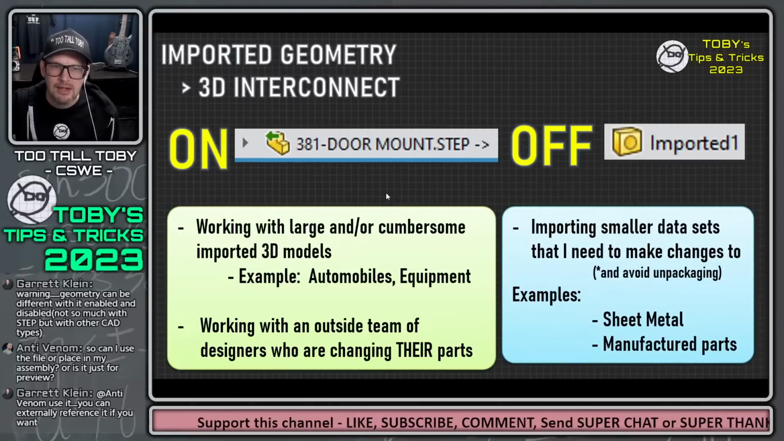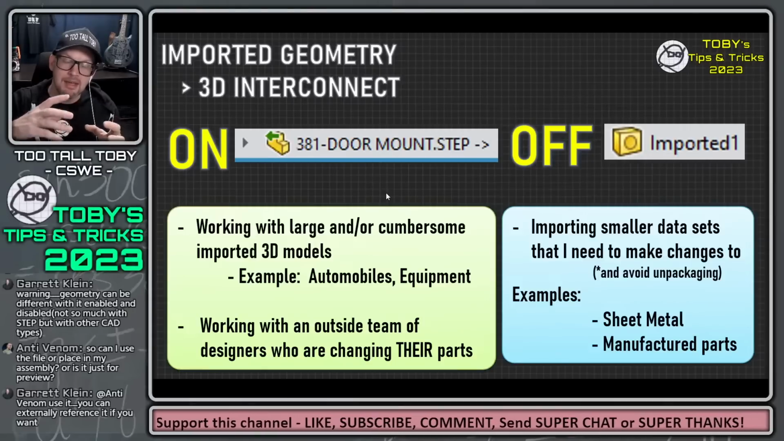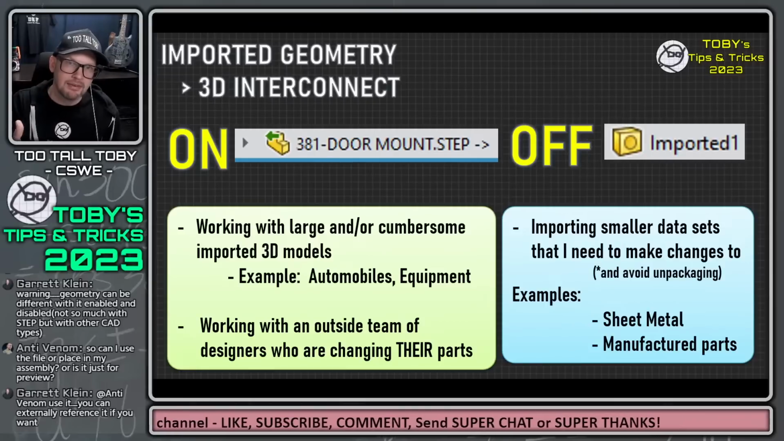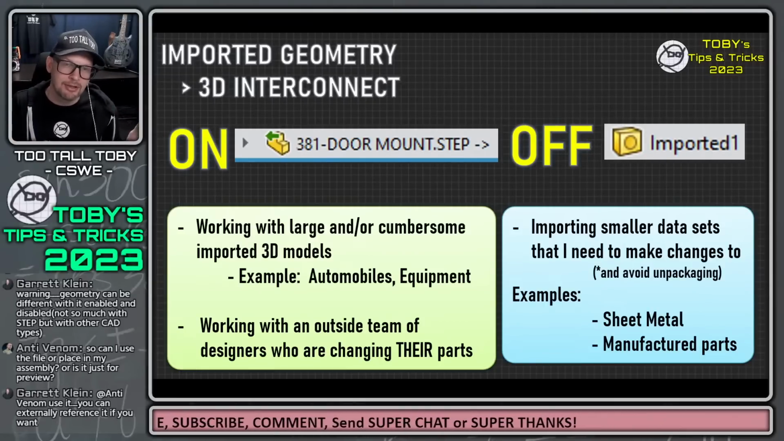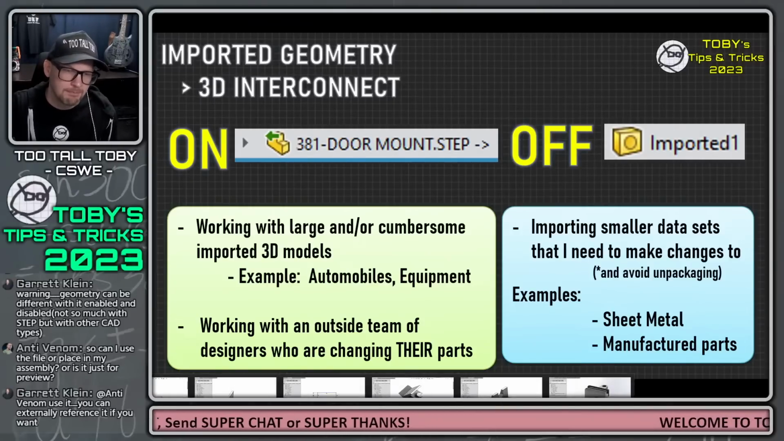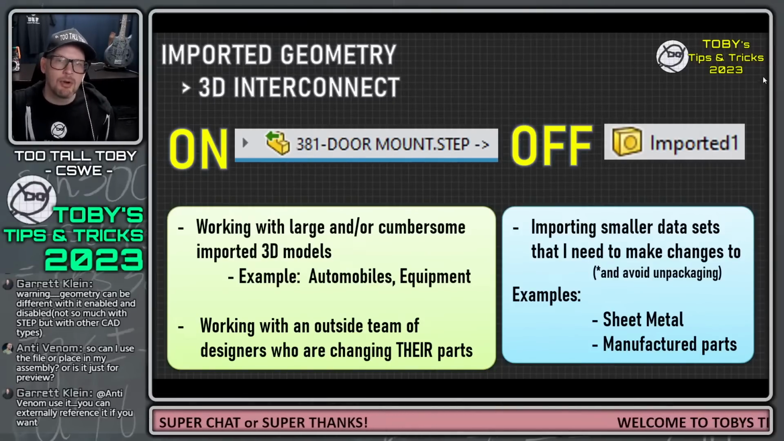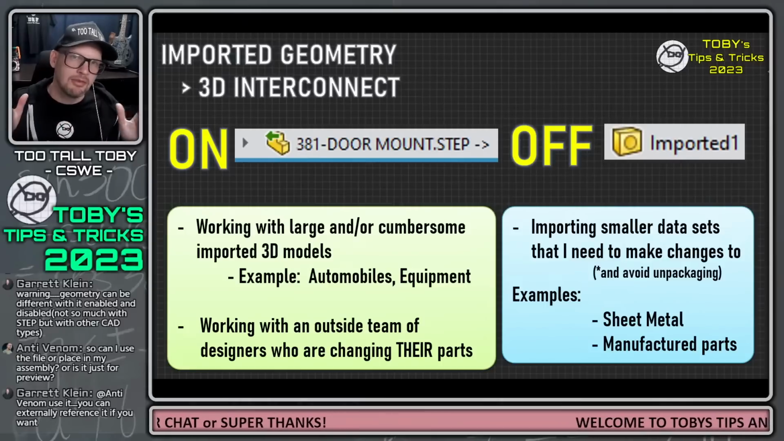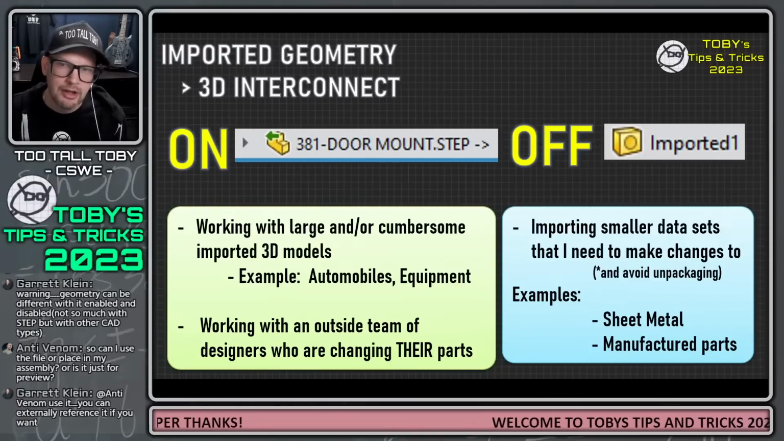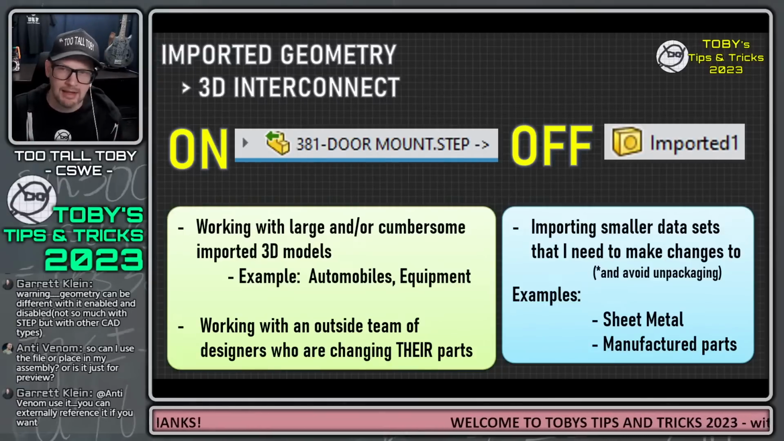On the other side, if you are importing a smaller data set, particularly when you need to make changes to it and you don't want to go through the process of unpacking those files, then maybe it's better to have 3D interconnect turned off and just work with that traditional imported geometry, where it opens up and you've got those imported features in the tree. So that's just a quick view. If you want to take a screen capture of this slide so you can remember these rules, this can be very helpful.